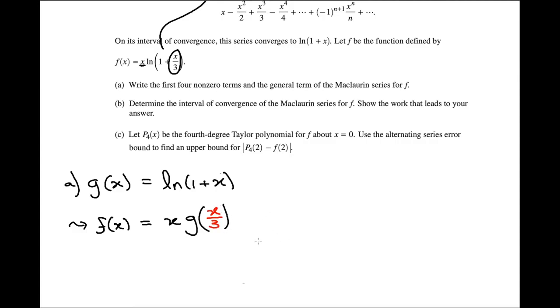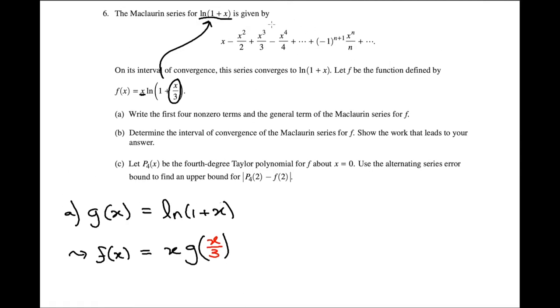Sweet. And I already have a MacLaurin series for g of x. So I could use this MacLaurin series for g of x, plugging in x over 3, multiply that by x, and I will have my MacLaurin series for f. I hope you followed the game plan there. We want to plug in x over 3 into this MacLaurin series, and then multiply everything by x. So let's go ahead and do that.